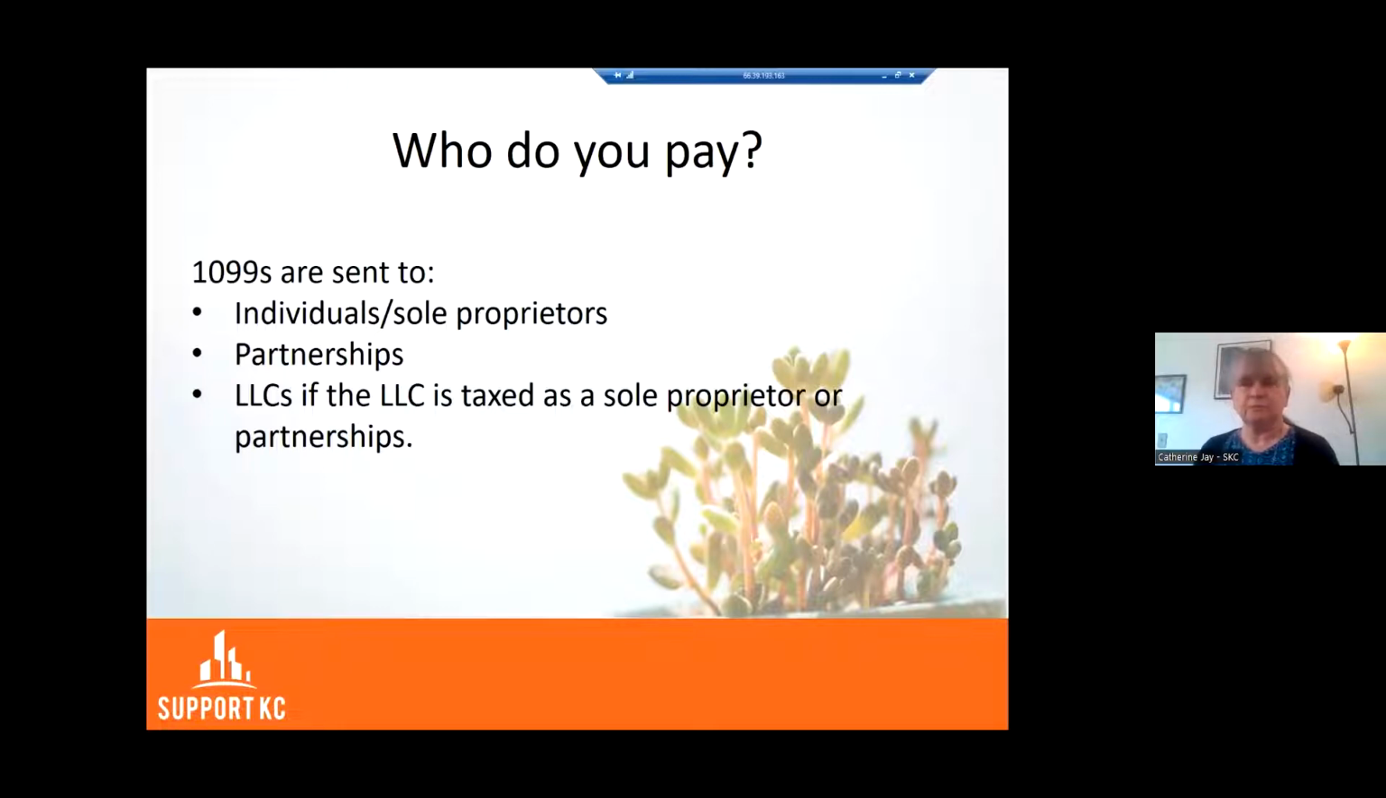Partnerships will also receive 1099s, and LLCs, where that's limited liability company. So a limited liability company may or may not receive a 1099. Now, if they're being taxed as a sole proprietor or a partnership, they should be receiving a 1099. And the C does not stand for corporation in an LLC.